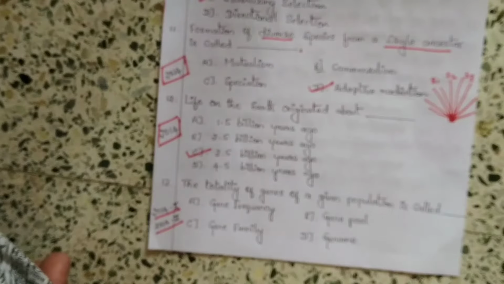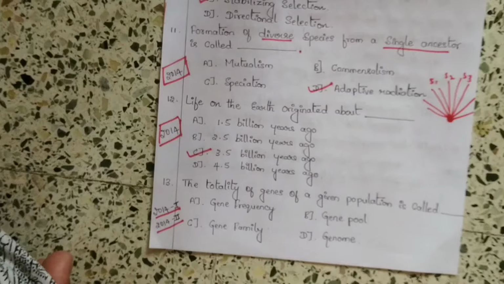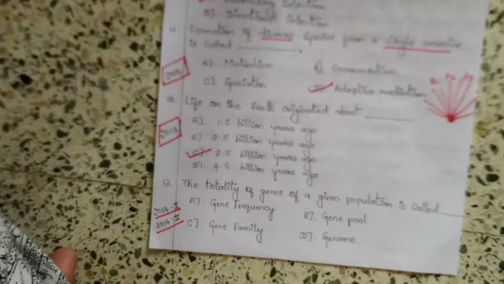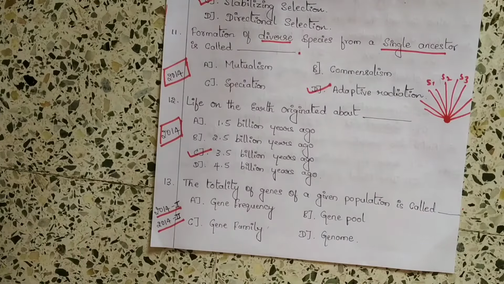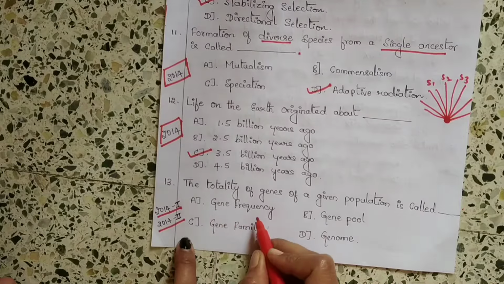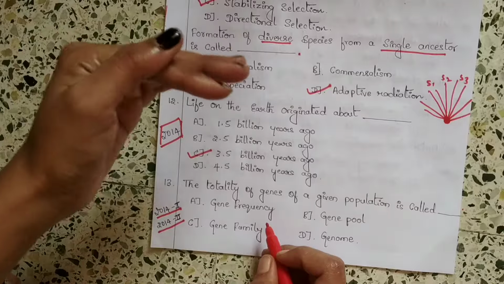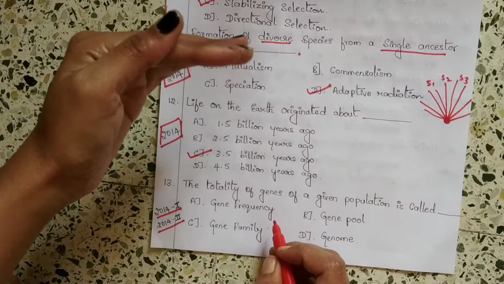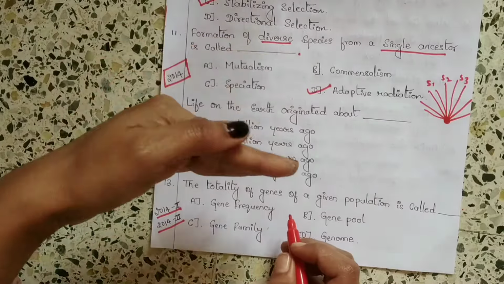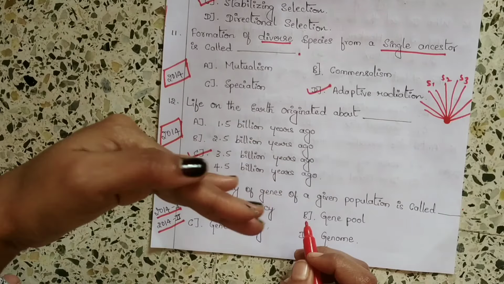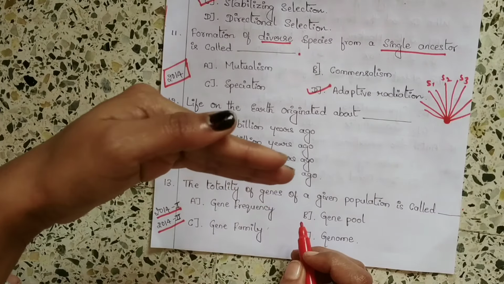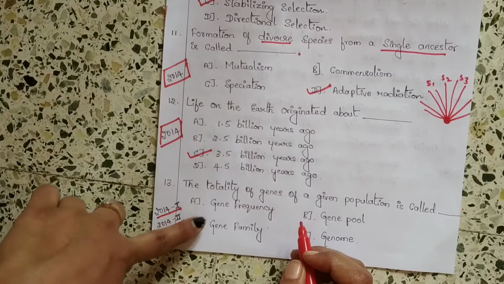Okay, let us move on to the next one: the totality of genes of a given population is called, first option, gene frequency. What is gene frequency? Gene frequency means the number of copies of a particular allele in a population divided by the total number of all alleles of that gene in a population. That is called gene frequency.